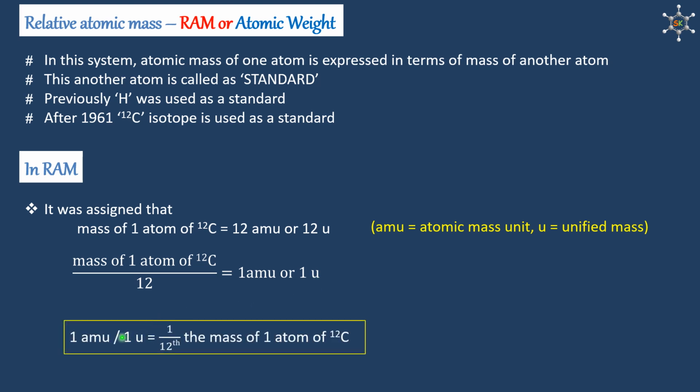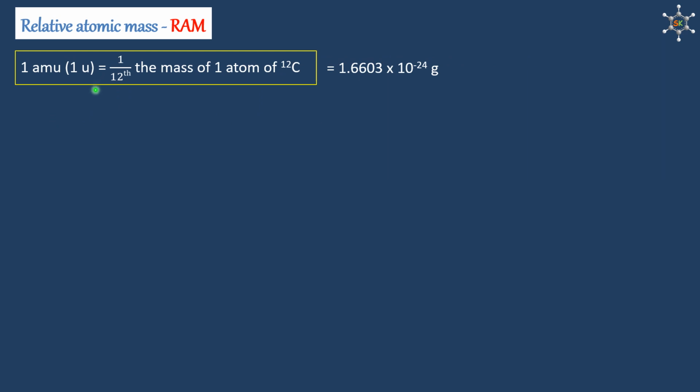In a proper manner, we can write 1 AMU equal to 1/12 the mass of one atom of carbon-12. This was found out to be 1.6603 × 10^-24 grams. I want you to keep in mind that AMU is just a new unit introduced just for the convenience sake. Having the definition of 1 AMU as 1/12 the mass of one atom of carbon-12, and that is equal to 1.6603 × 10^-24 grams.